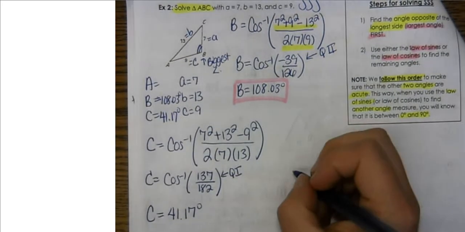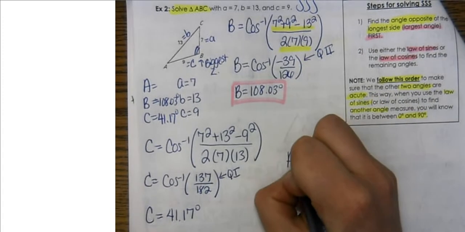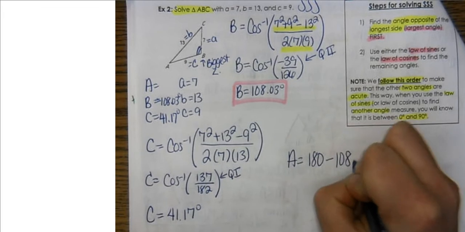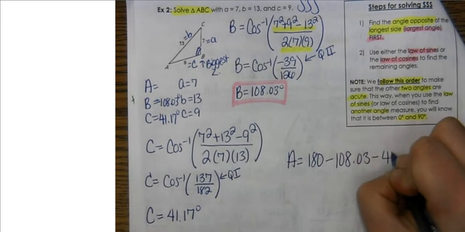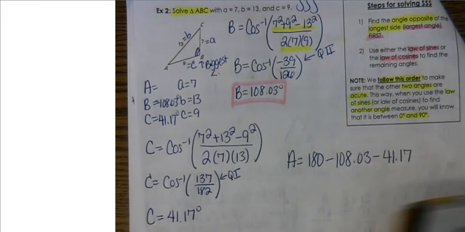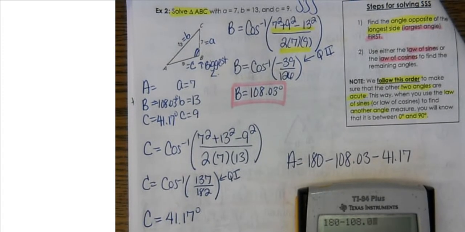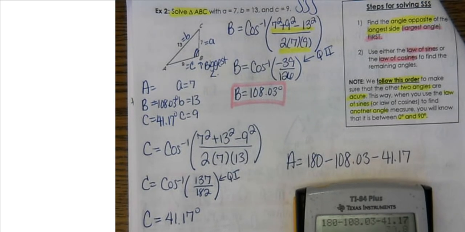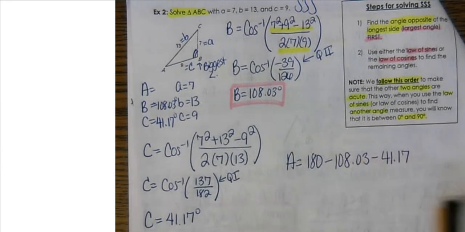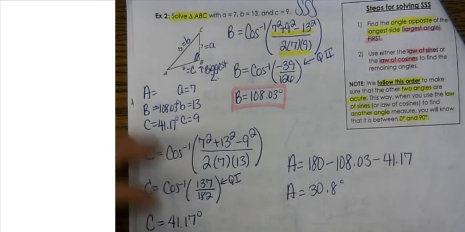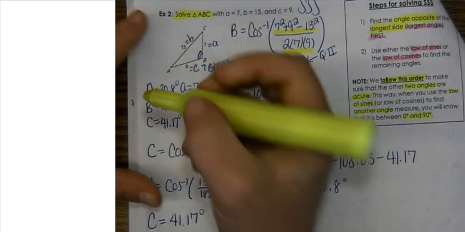Now I get to use the 180-degree rule to find the measure of angle A. So angle A is going to be equal to 180 minus 108.03 minus 41.17. So I'm going to put all of that into my calculator, and I end up with 30.8. So angle A is equal to 30.8 degrees, and there's my answer. And I've officially solved my triangle.